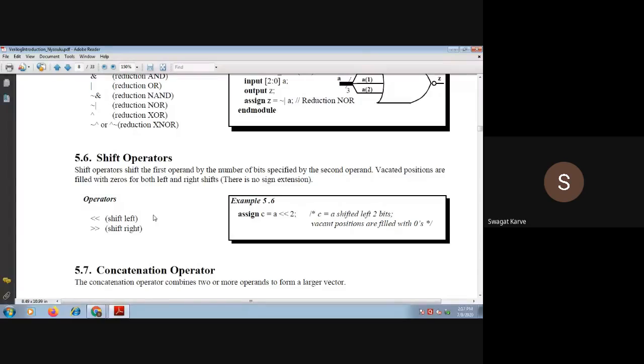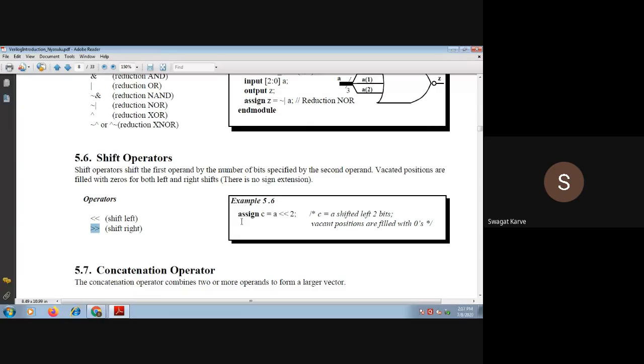Vacated positions are filled with zeros for both left and right shift. That means whatever vacated positions you have after the shift are filled with zero. Double less than sign is a left shift, and double greater than sign is a right shift.